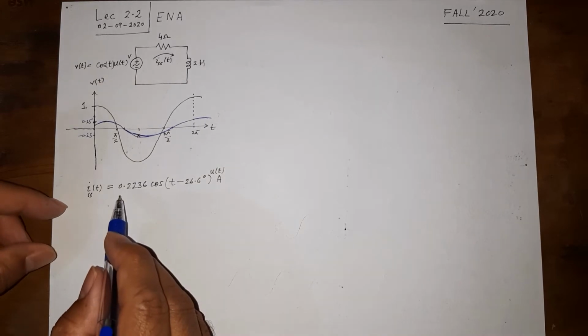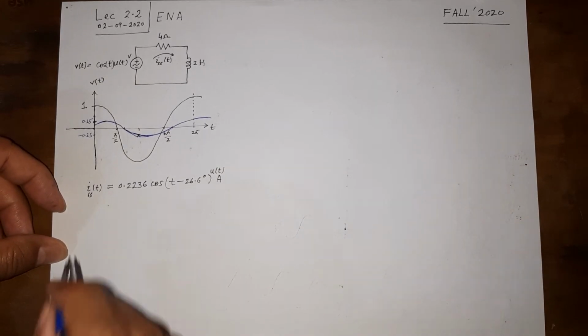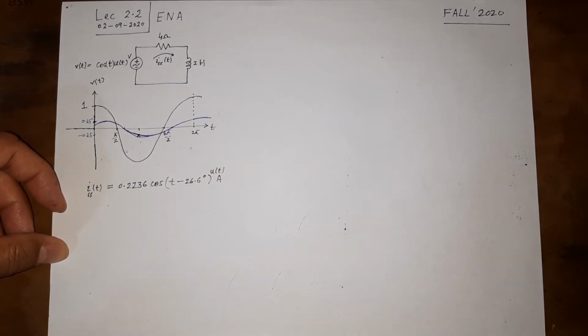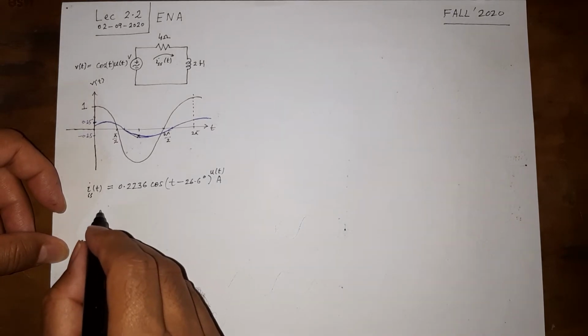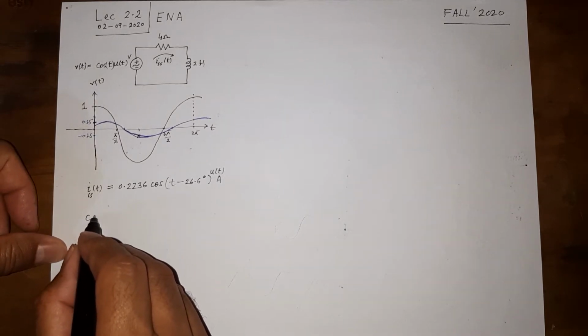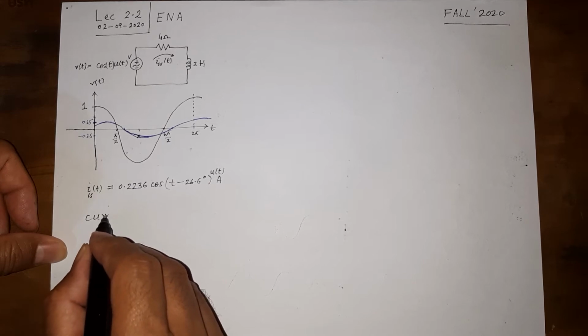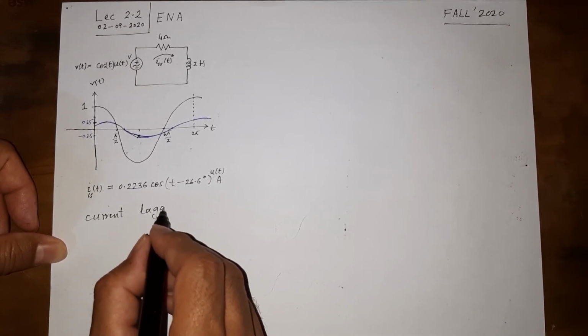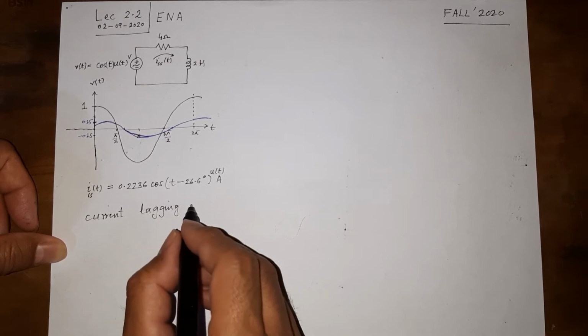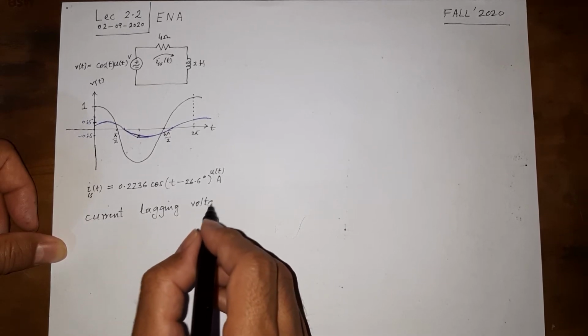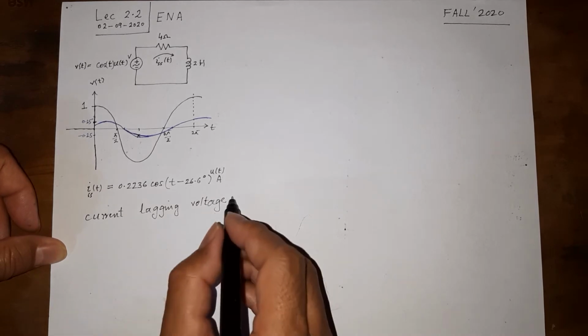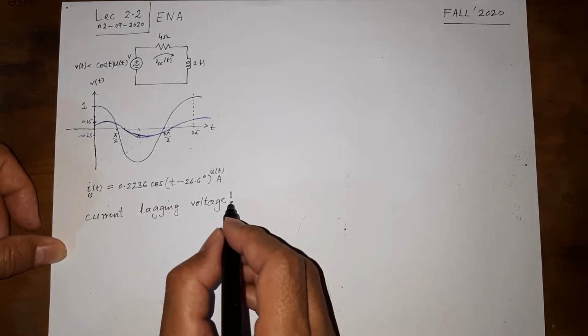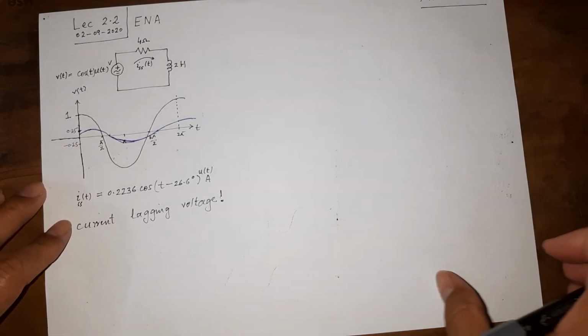So what you really see, let me go back to the black ballpoint. What you really see is that the current is lagging the voltage. So this is a very important result. Why?